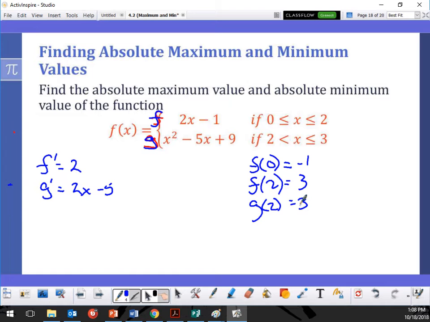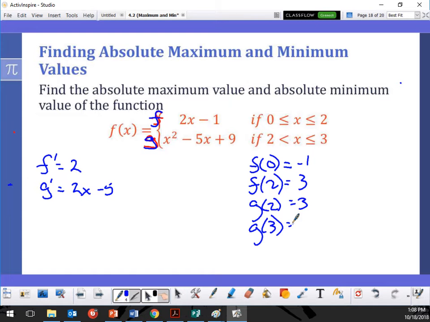So now let's take a look. I have some values right here. I have -1. So the minimum so far is looking like it's going to be -1. The maximum looks like it's going to be 3, right? You also need to check the endpoint 3. Oh yeah, I didn't check 3. Thank you. I know, I was missing something.